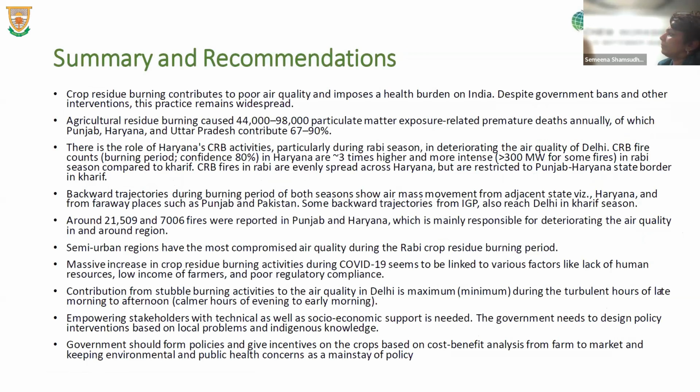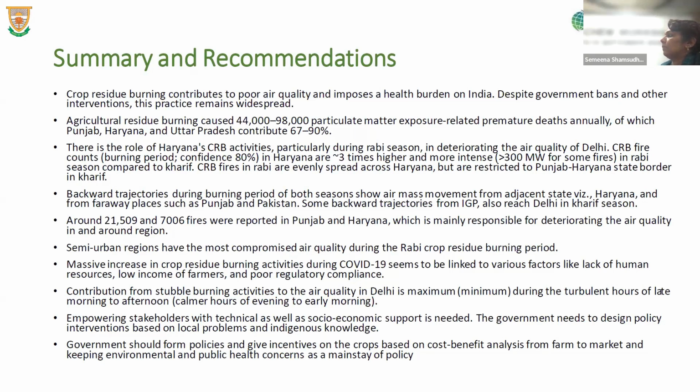So in the summary and recommendations, CRB contributes to poor air quality and imposes a health burden on India. Agriculture residue burning caused 44,000 to 98,000 particulate matter exposure related premature deaths annually. Yes, there is a role of Haryana CRB activities on air quality and also on human health during the Rabi season. CRB fire counts in Haryana are approximately 3 times higher and more intense in Rabi season as compared to Kharif. Backward trajectories during the burning period of both seasons show air mass movement from adjacent states. Around 21,000 and 7,006 fires were reported in Punjab and Haryana, which is mainly responsible for deteriorating the air quality in and around the regions.